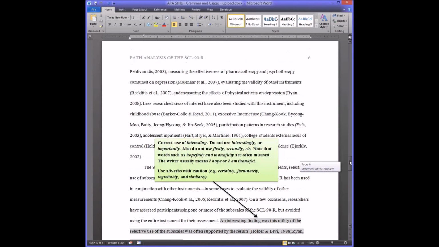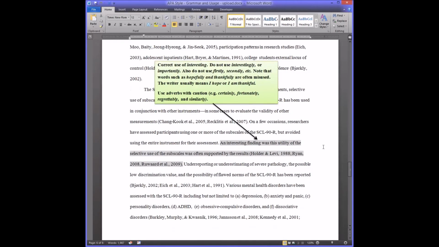So moving down here to page 6, we'll take a look at some other words that are commonly misused. So you can see in this sentence, this is the correct use of the word interesting. An interesting finding was this utility of the selective use of the subscales was often supported by the results. And then parenthetically, you have citations there.